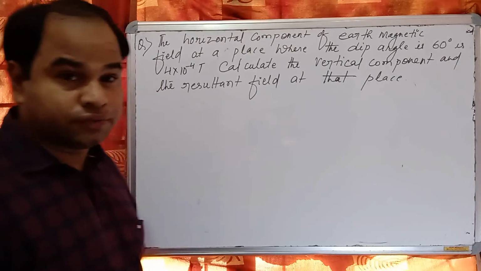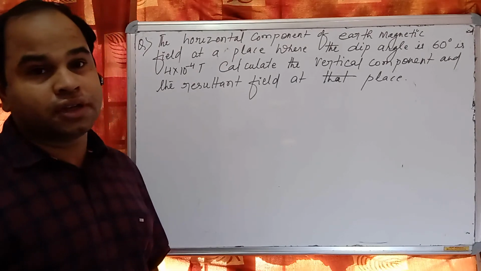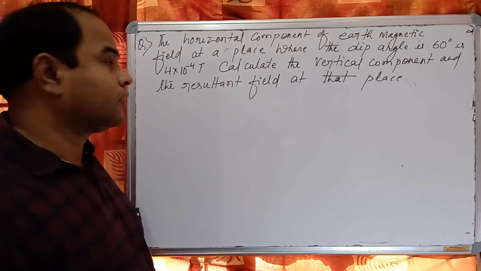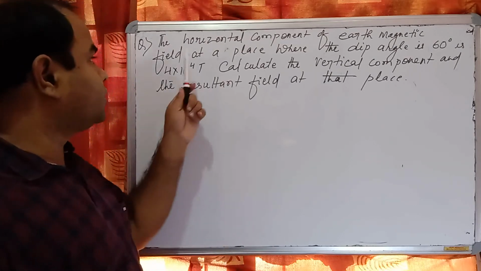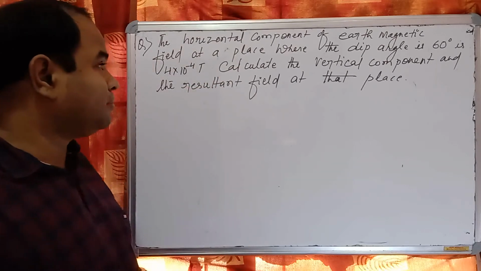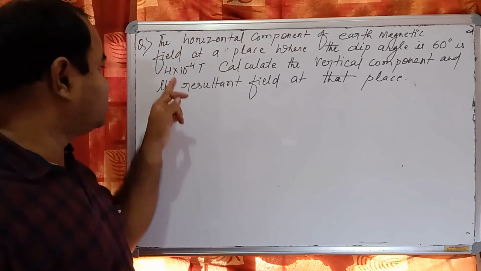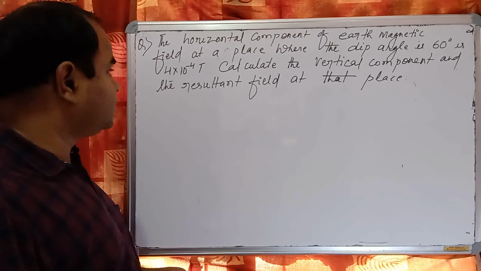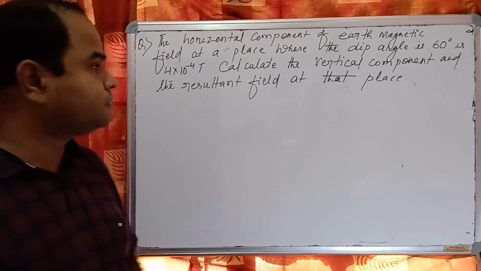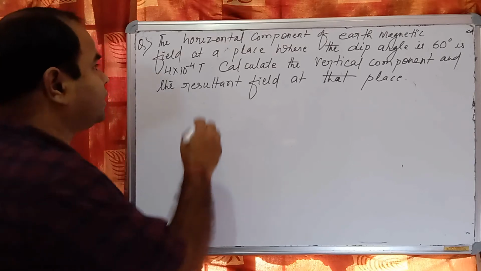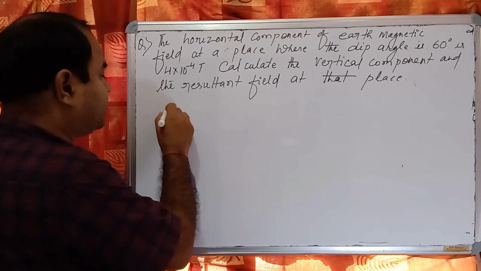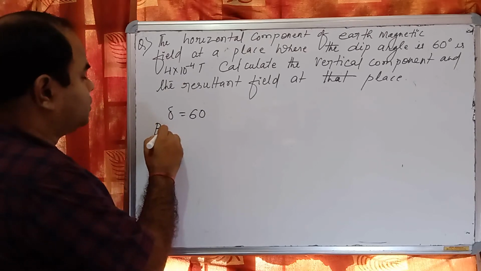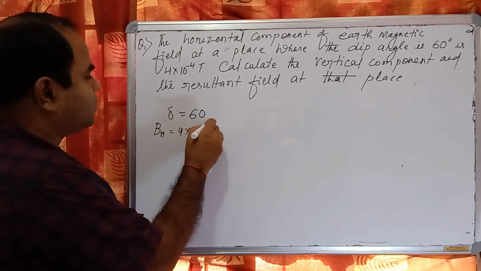Next we will do a question based on this horizontal and vertical component of Earth's magnetic field strength. The question is: the horizontal component of Earth's magnetic field at a place where the dip angle is 60 degrees is 4 into 10 to the power minus 4 Tesla. Calculate the vertical component and the resultant field at that place.